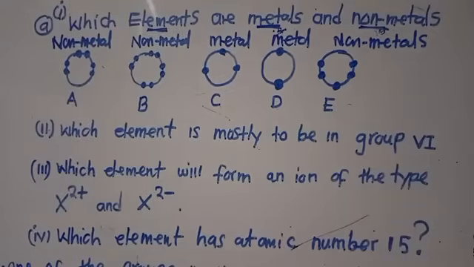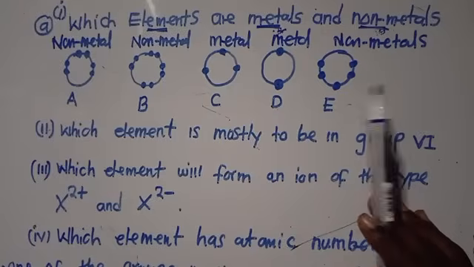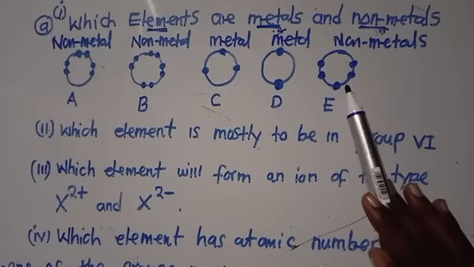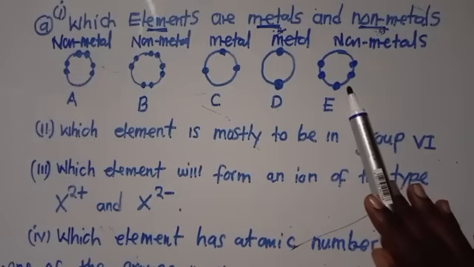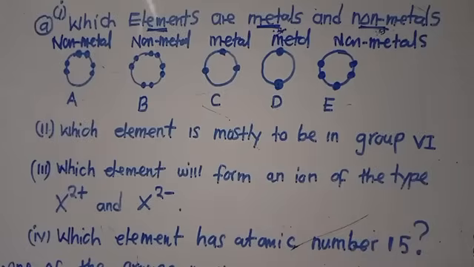Why? I want someone to explain why we call it a metal or non-metal. The reason why this one is a non-metal is that it gains for it to be stable. Have you seen? It is having 5 electrons. So for this to be stable, how many electrons does it need? All elements having more than 4 electrons in the outermost shell are non-metals. E is a non-metal.